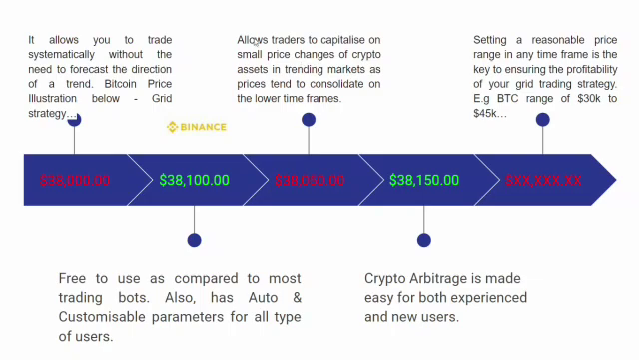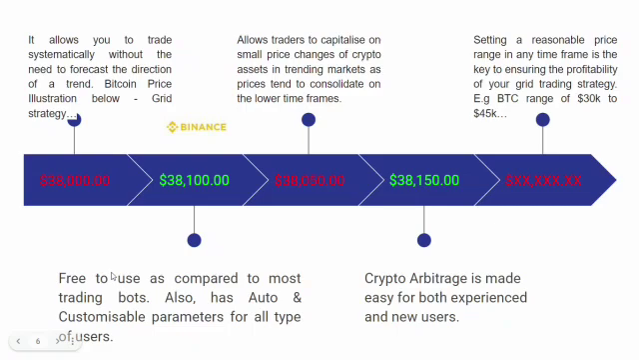Also, grid trading allows traders to capitalize on small price changes of crypto assets in trending markets, as prices tend to consolidate on the lower time frames. Setting up a reasonable price range in any time frame is the key to ensuring the profitability of your grid trading strategy. For example, you can set a price range for BTC from $30,000 to about $45,000, if you feel BTC will always range within this price range for a set period of time and will not go lower or further than the range you set.